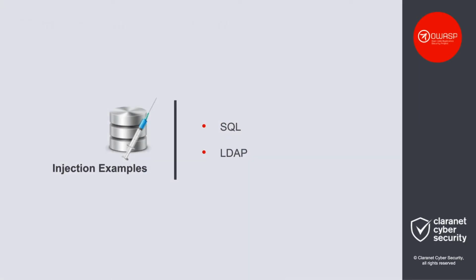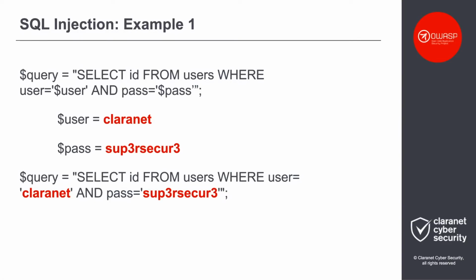Let's look at some examples now so that we can all get on the same page. Here we'll be looking at some authentication bypass, some very simple authentication bypasses using both SQL and LDAP. So the query we see here at the top is a very basic SQL query, which is simply checking that a user exists with a provided username and password.